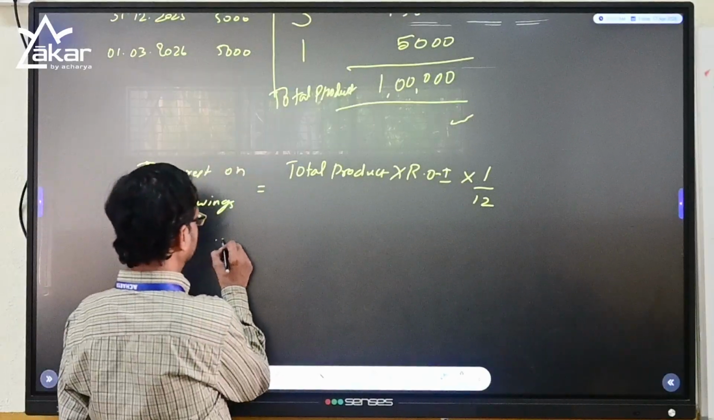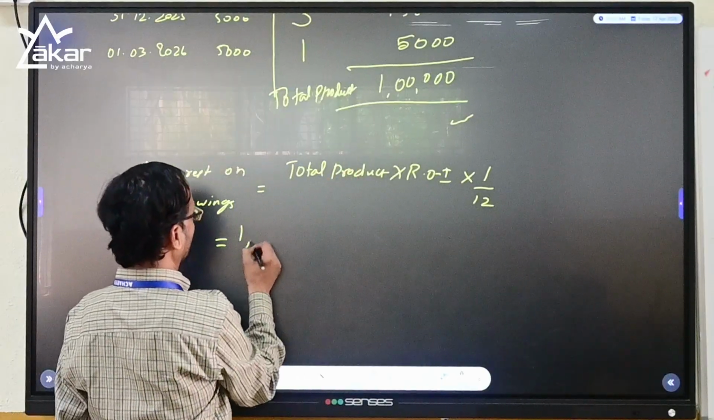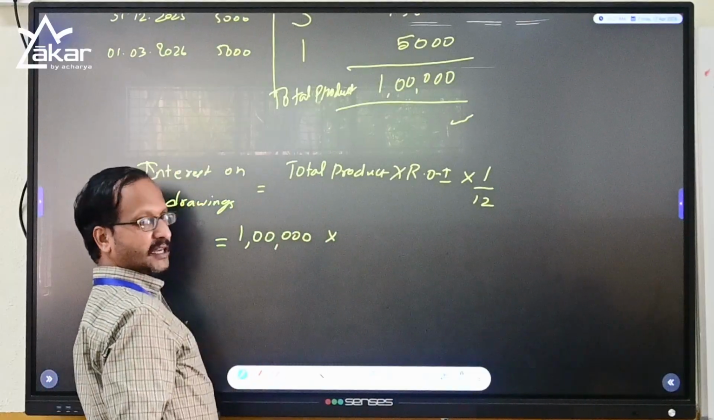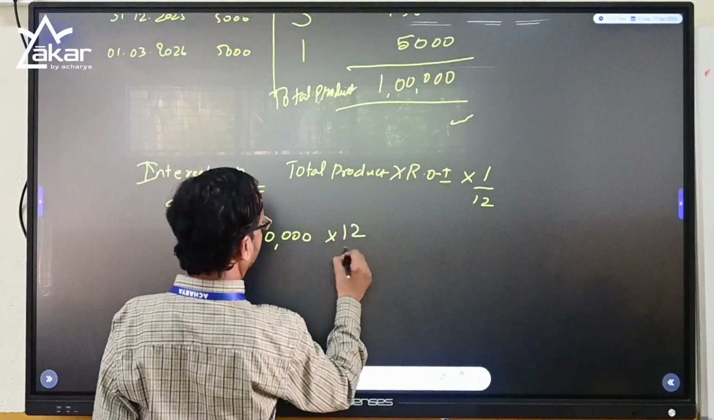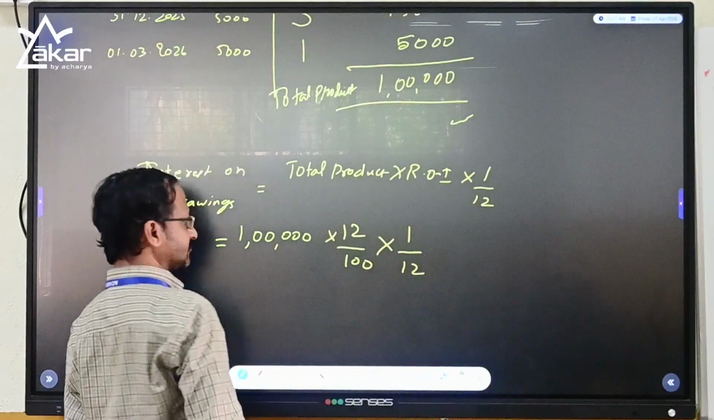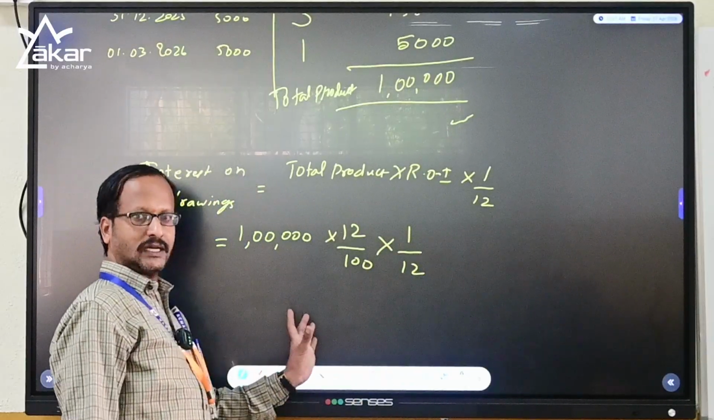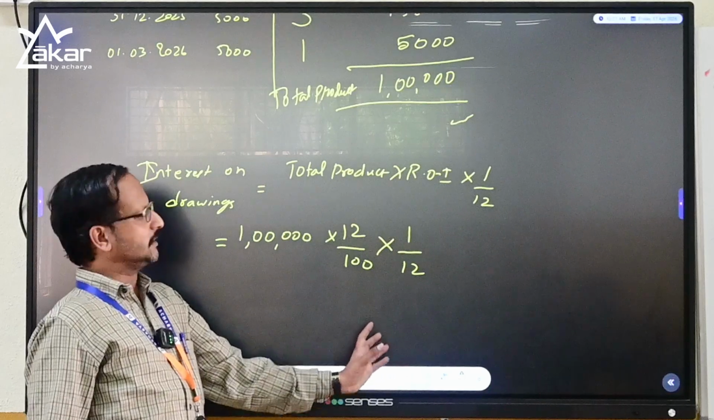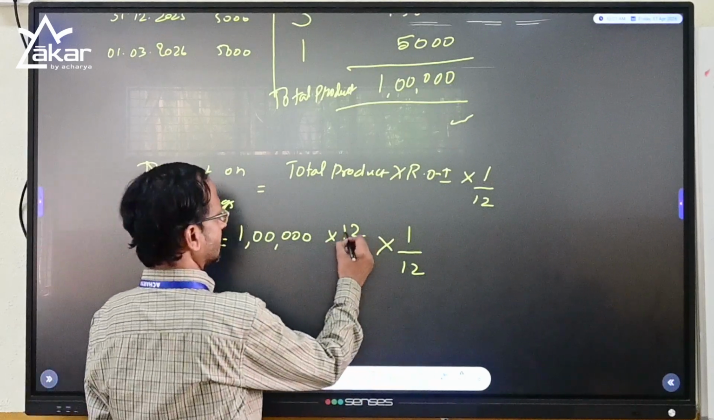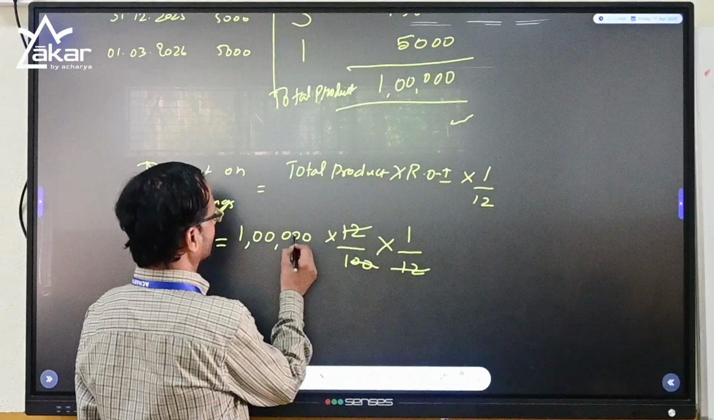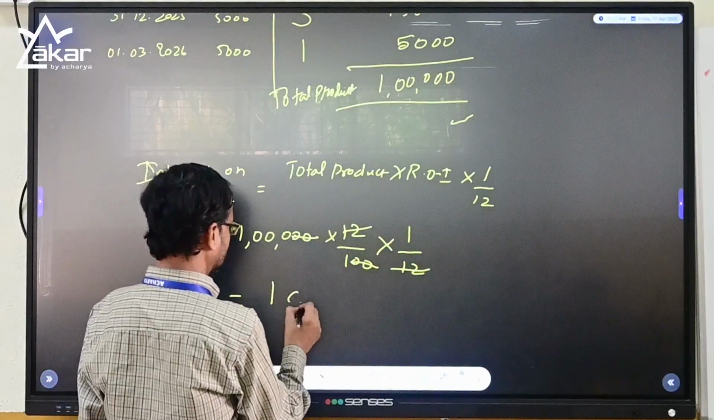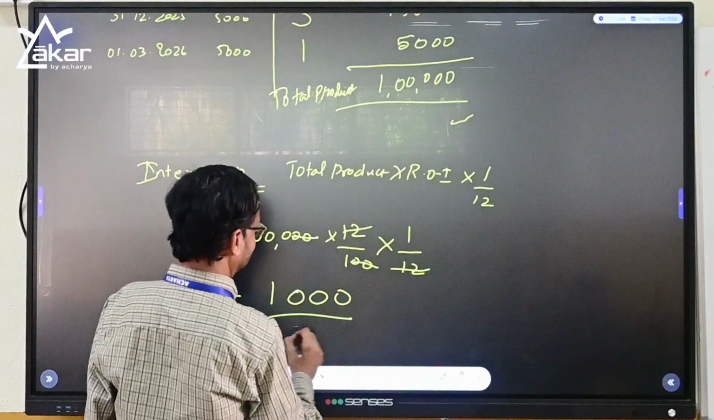Now we'll go with it. So total product is 1 lakh into rate of interest is 12%, that is 12 divided by 100, into 1 by 12. Total product is 1 lakh, rate of interest is 12 by 100 and the number of months are 12. So let us conclude. 12 cancelled, zeros are cancelled. It will be 1000 into 1, 1000.